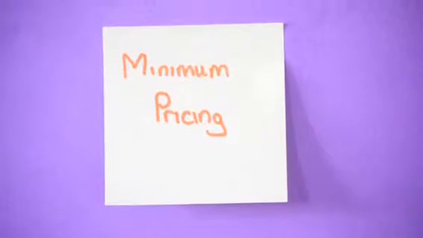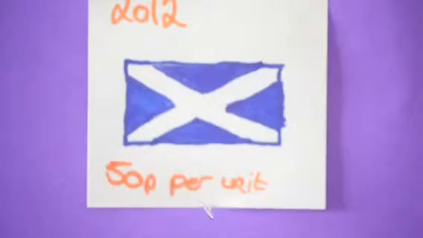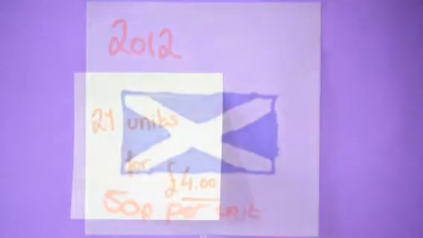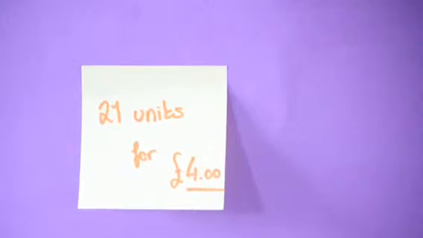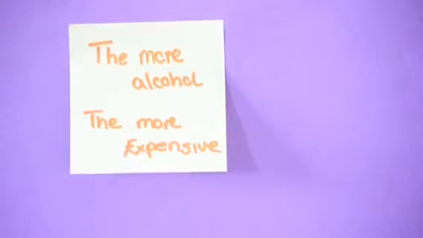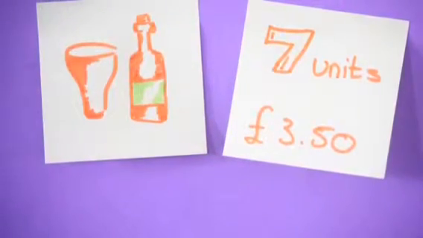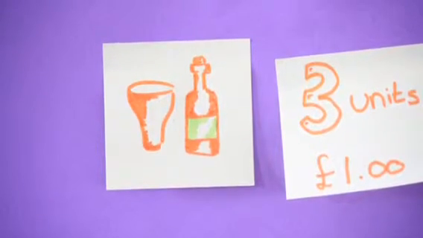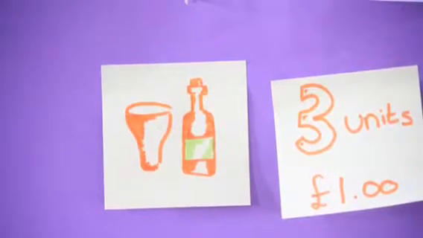And now onto minimum pricing. Minimum pricing tackles the link between affordability and consumability. In 2012, Scotland decided to act on the alcohol problem and make the minimum price for alcohol 50p per unit. For instance, you could buy 21 units of alcohol for £4, and this was ridiculously cheap. The new policy would make more alcoholic drinks more expensive. For instance, a drink that had 7 units of alcohol would cost £3.50, whereas a drink with 3 units of alcohol would only cost £1, which would encourage people to buy the less alcoholic drink because it's cheaper and more affordable.